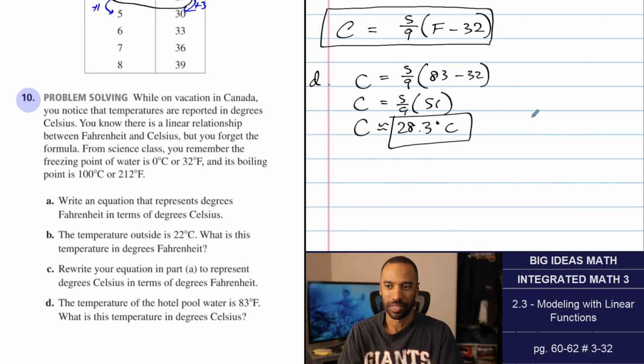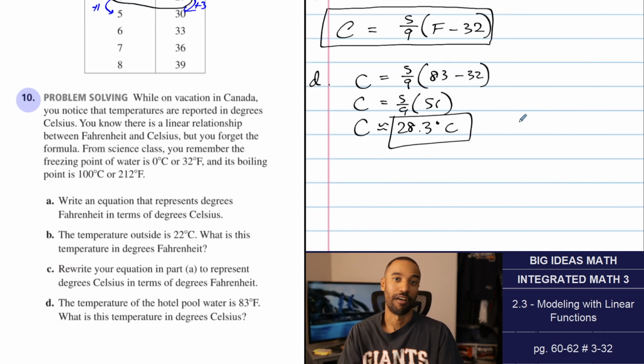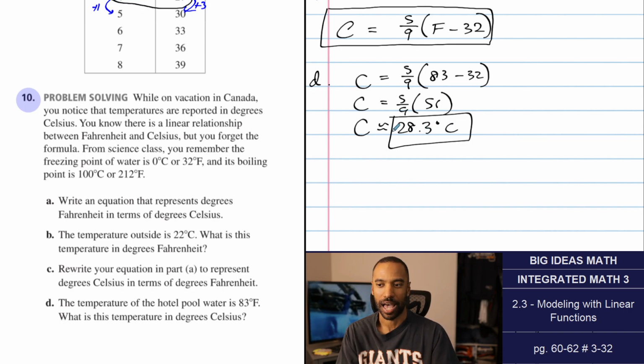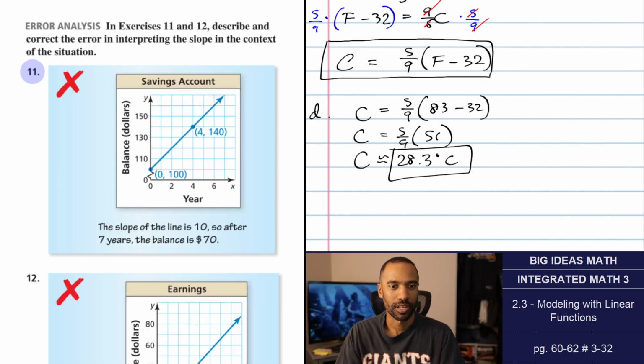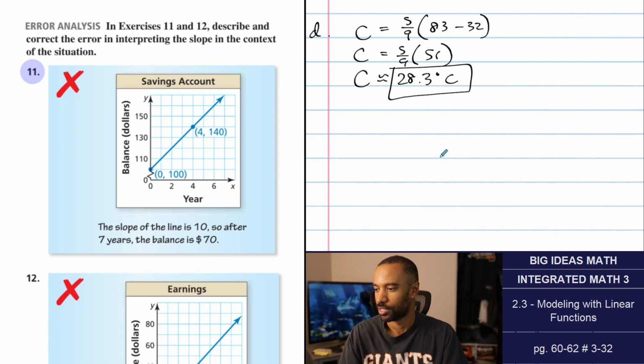So for myself, when it comes to degrees Celsius, I can't really see the number and know what it means. Obviously 0 and 100 I do, but anything else, I can't tell if that's hot or cold. 83, I'm saying, it's pretty good. Pretty good pool water temp. All right. Okay, numbers 11 and 12 are error analysis. Let's go.